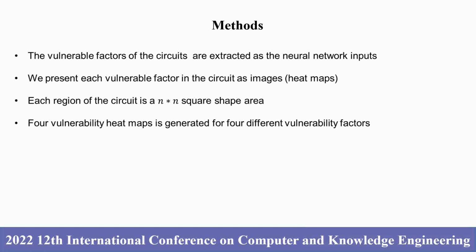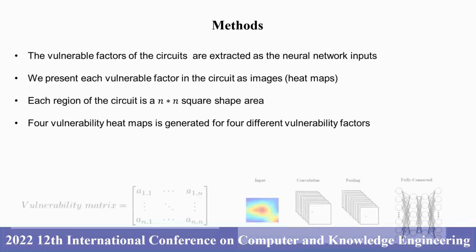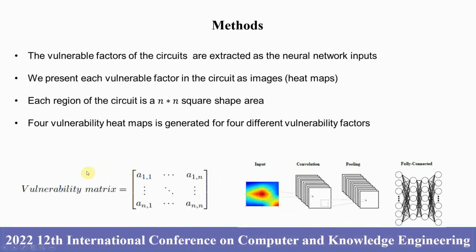So, what is the next step? We first extract the vulnerable factors as they are the neural network inputs. Then we represent each vulnerable factor in the circuit as images. And these images are heat maps. Each region of the circuit is an n by n square-shaped area, and by n we mean 100, because we divide a circuit into a 100 by 100 square-shaped area. Then vulnerability heat maps are generated for 4 different vulnerability factors. So this is the vulnerability matrix. Then I will explain what these A's are. And finally, we create a heat map which is the input of the neural network.